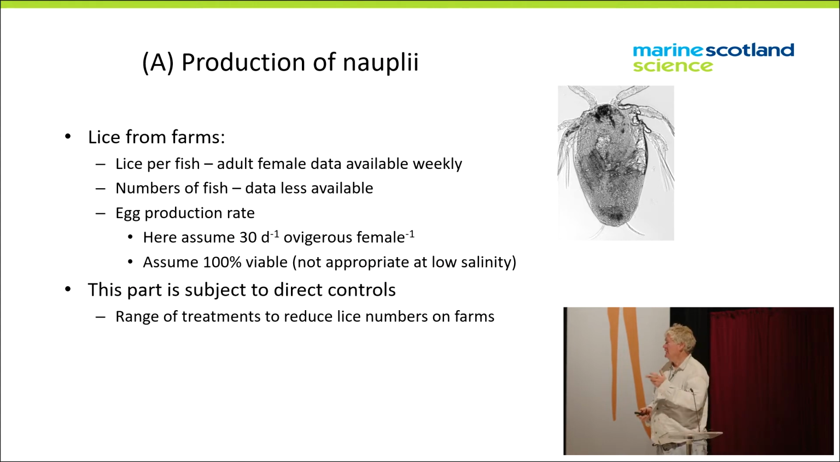The first step is the production of nauplii. This is the lice from farms. We do have decent data on lice per fish, with the adult counts available daily. The number of fish, we have much less data available and have to make estimates at times. Egg production rate, we're assuming 30 per day per ovigerous female, and we're assuming 100% of them hatch, which is not appropriate at low salinity, but is reasonable in full-strength seawater. And this part of the system is, of course, subject to direct control through a range of treatments that can be implemented on lice numbers on farms that will be discussed by other people.